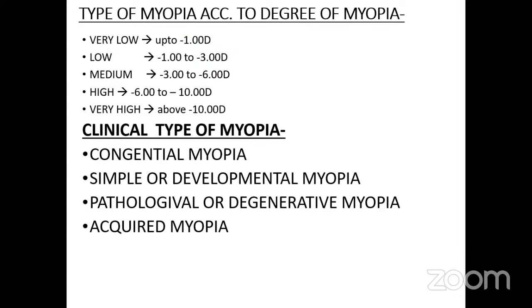If you check on auto ref or on refraction, the patient accepts -16, -18. Then you expect the axial length to be 28, 30. But the axial length would be 20, which means a normal axial length, but the patient has myopia. So you should always suspect that it can be a case of microspherophakia.